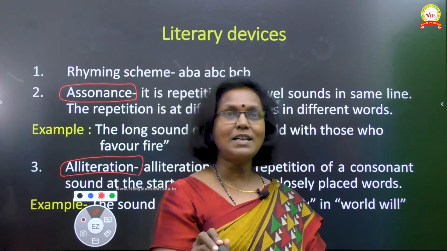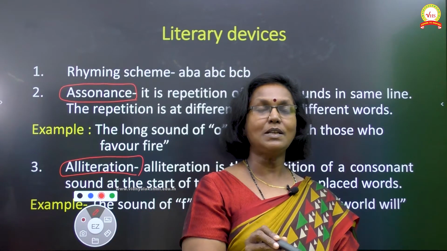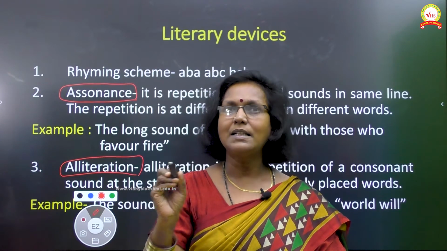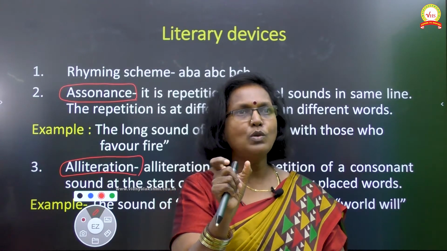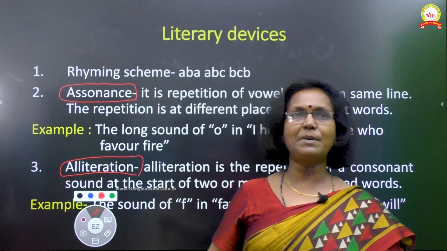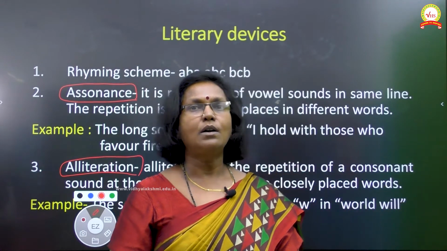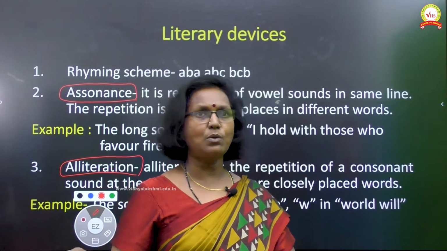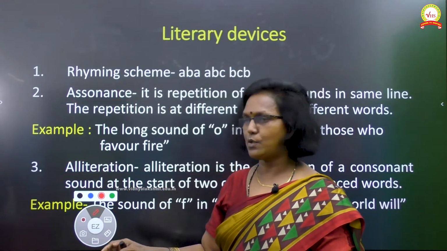Alliteration is only the consonant sound in the beginning of any word, and that too, in any given line, they must be placed closely. And the example is world, will. W sound is repeated. Now, let's go to the next one.